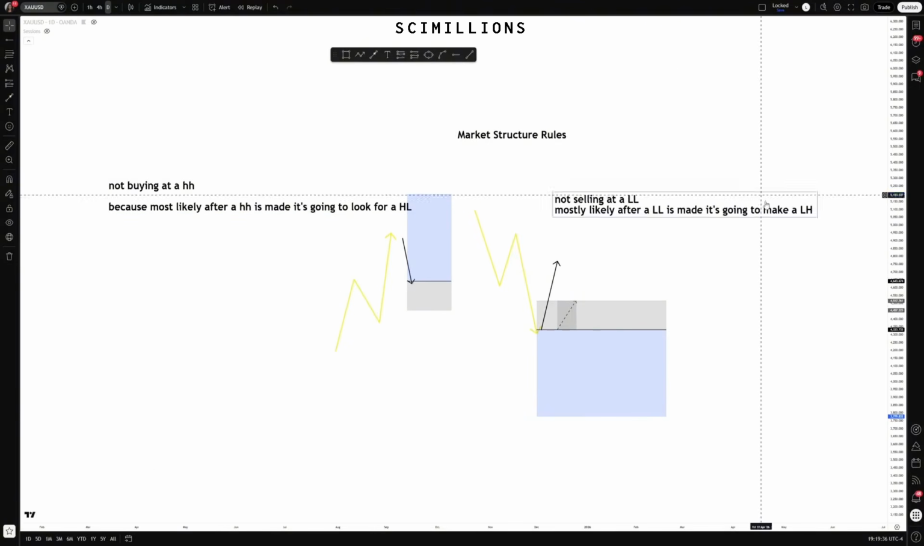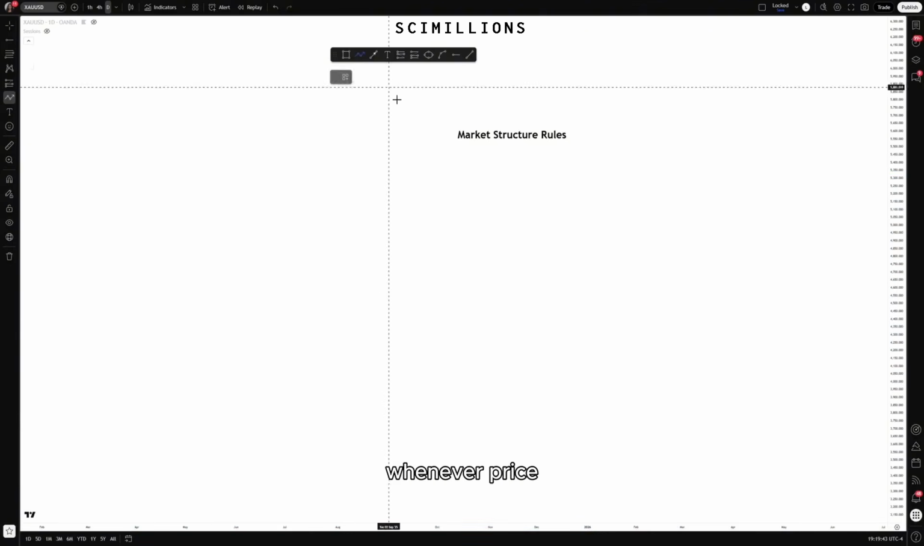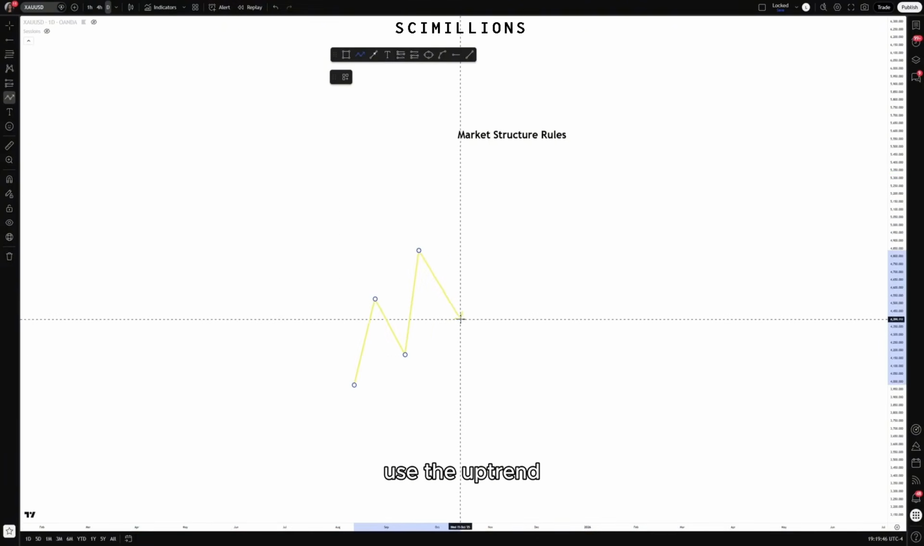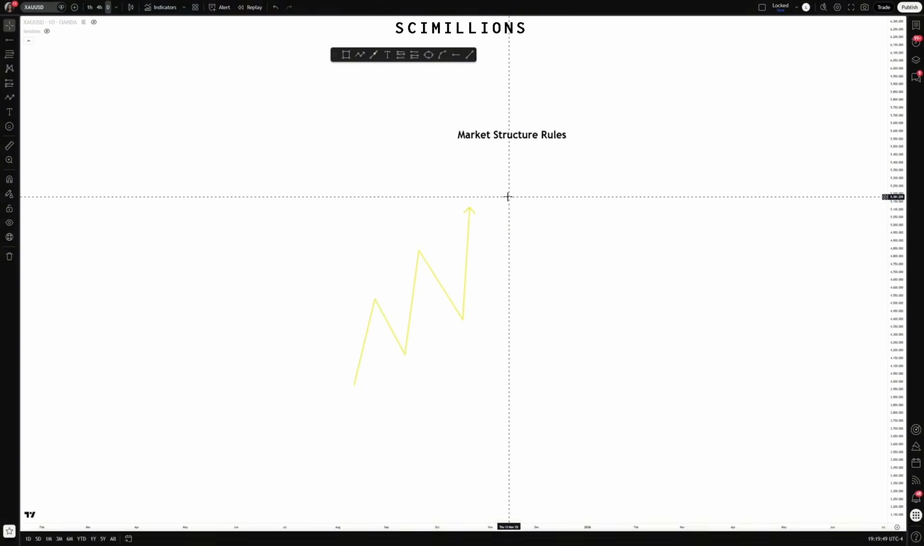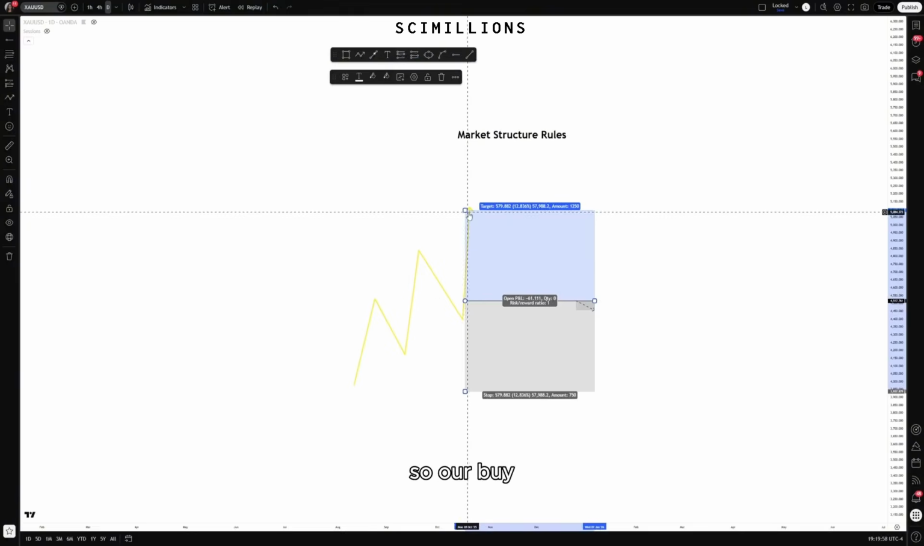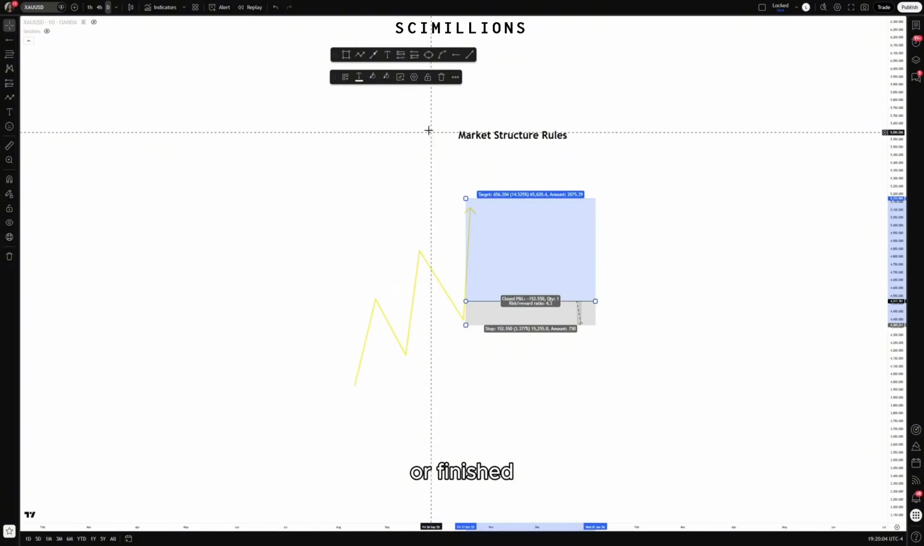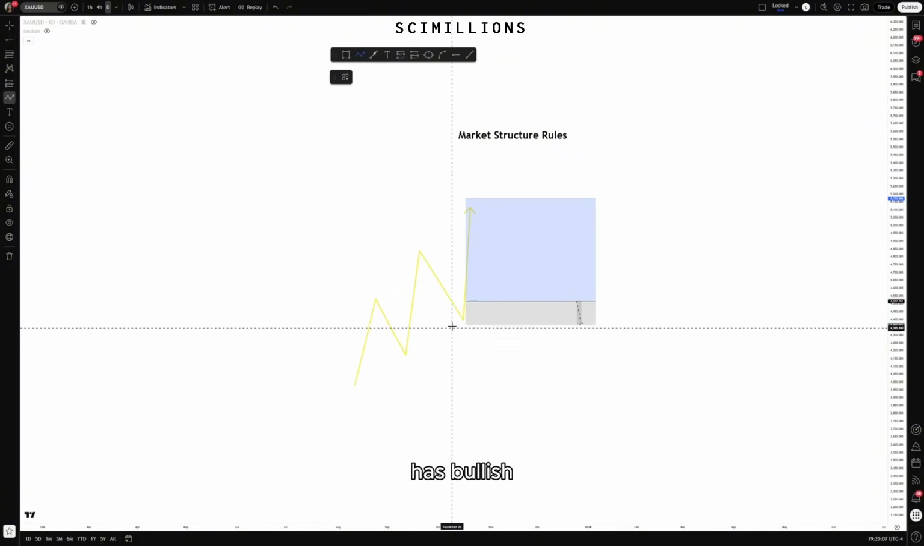As you can see here, all right, now let's jump into the second version. Whenever price is going up, let's just use the uptrend. Whenever price is going up, my main thing is to make sure that all the time frames align with each other. Whenever we're buying, we're trying to buy off of a higher low. Our buy should always come from a higher low, but it cannot be considered a higher low yet or finished until price on every time frame has bullish sentiment.